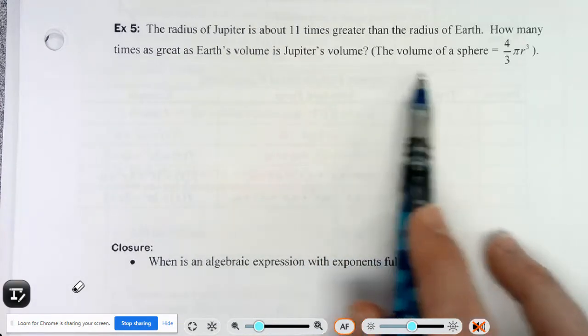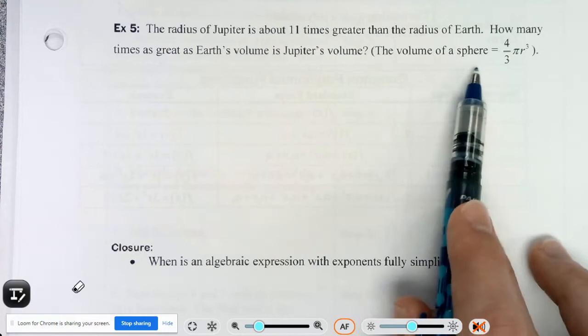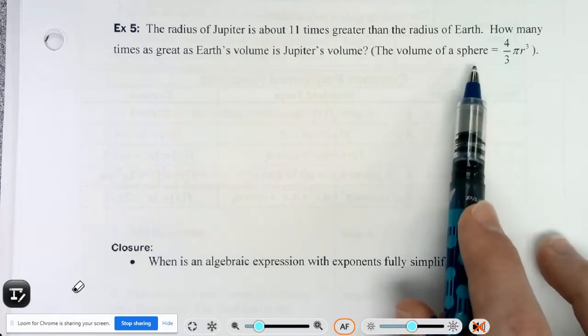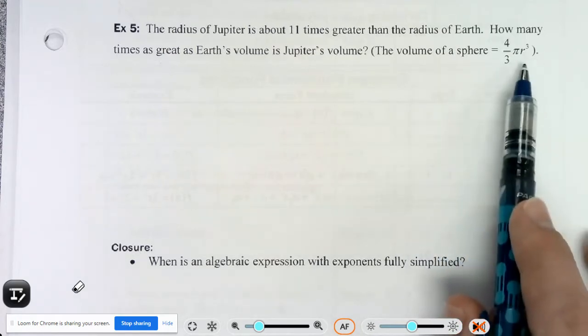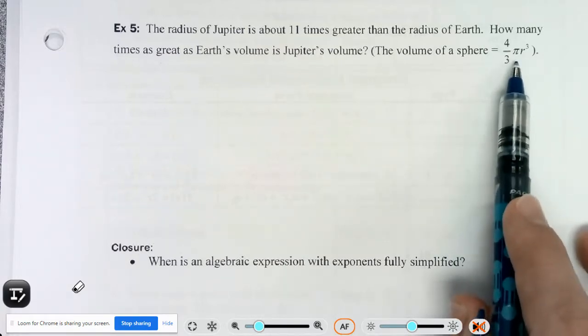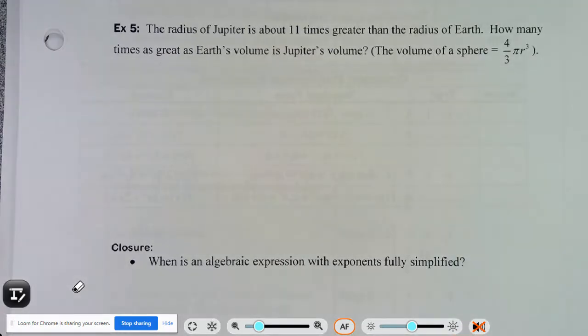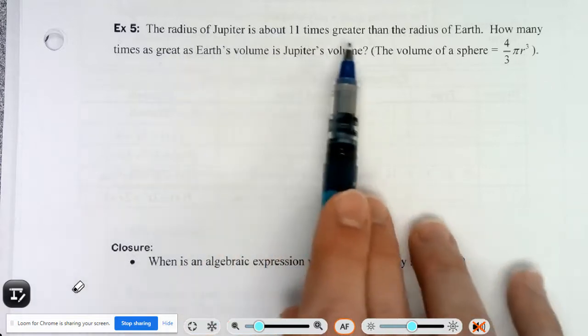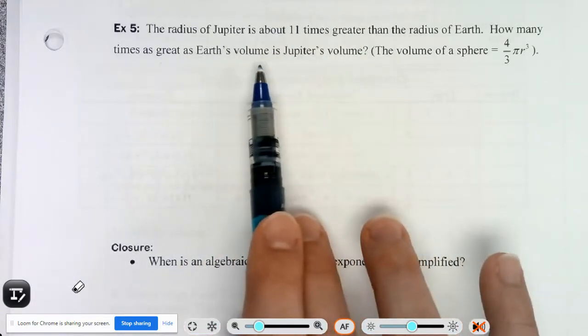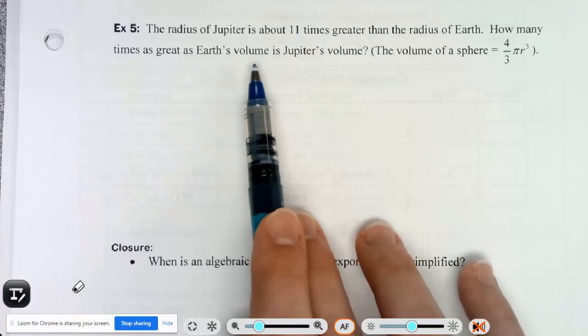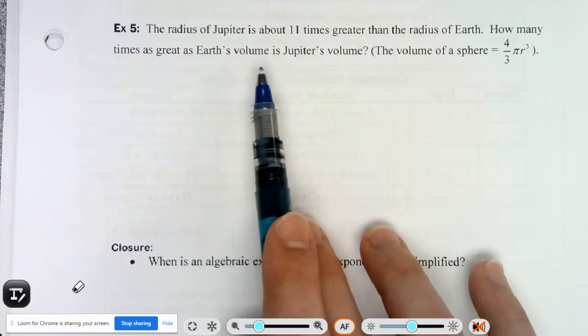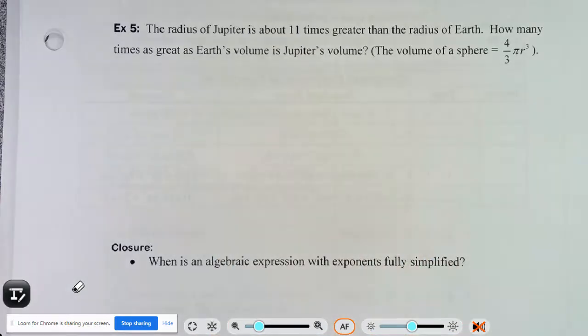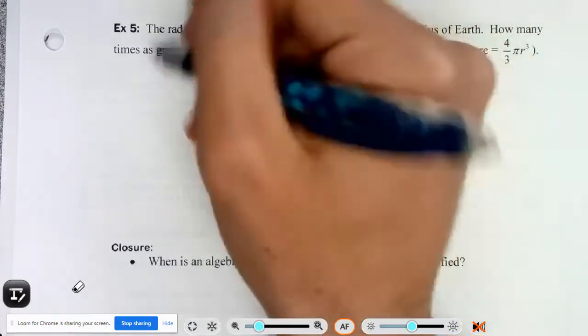And then we're reminded that the volume of a sphere, which our planets nicely are, is 4/3 pi r cubed. So it's almost natural to think, well, if the radius is 11 times greater, then the volume must also be 11 times greater. It doesn't quite work that way, based on the powers that come up in exponents. So let's take a look at what this would really be like.